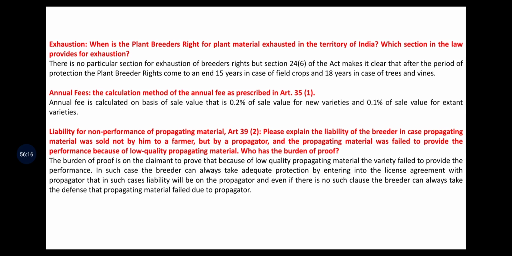Next question is, when is a plant breeder's right exhausted for the plant material in the territory of India, and which section in the law provides for exhaustion? There is no particular section for exhaustion of breeders' rights, but Section 24(6) of the Act makes it clear that after a period of protection, the plant breeder's right comes to an end at the 15th year in case of field crops and the 18th year in case of vines.